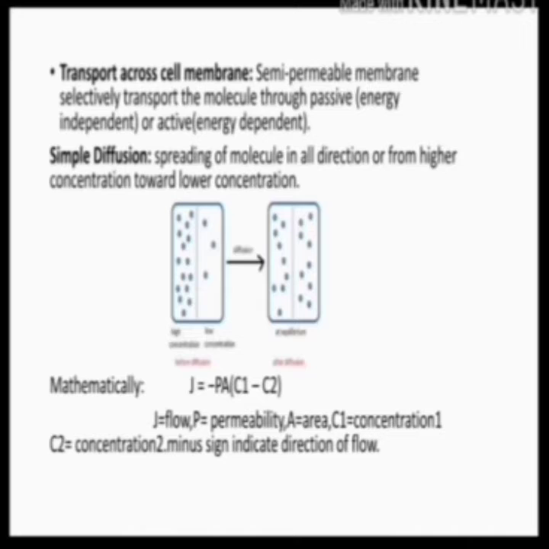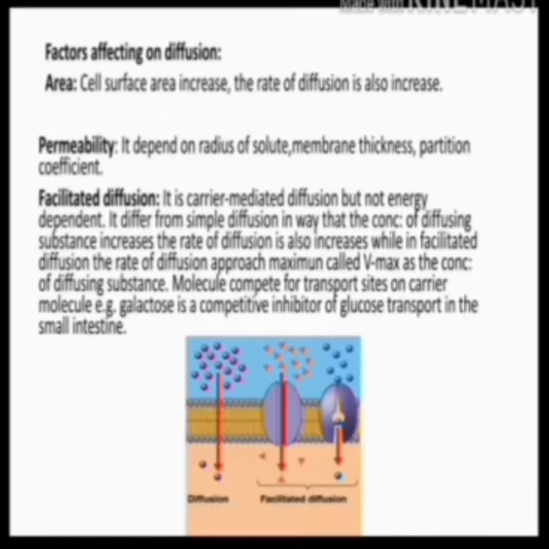We calculate them and take the result, then see how much diffusion occurs from the second side. The minus sign indicates the direction of flow from higher towards lower. Factors that affect diffusion: there are many factors that affect diffusion, and these two are the main ones.